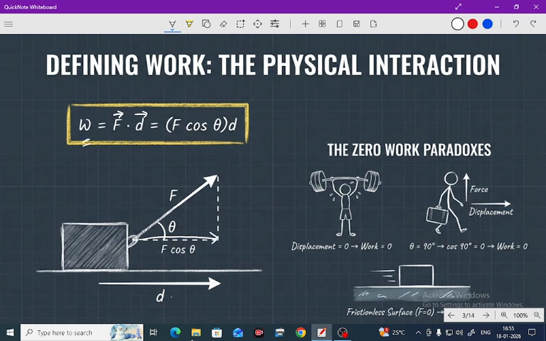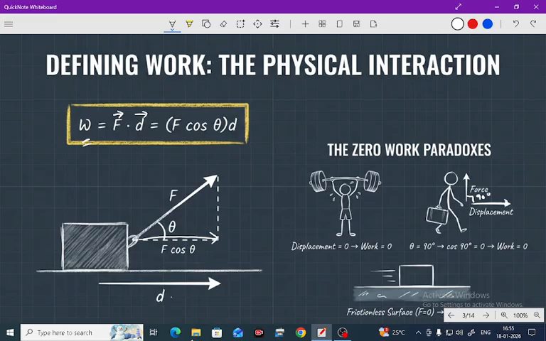In the same way, the zero work paradoxes: displacement 0, work equal to 0. Theta equal to 90 degrees, and cos 90 is 0, so the work equal to 0. A person carrying a suitcase moves in this direction, the displacement is in this direction, the force is in the upward direction, therefore theta is 90, cos 90 is 0, therefore the work is 0.